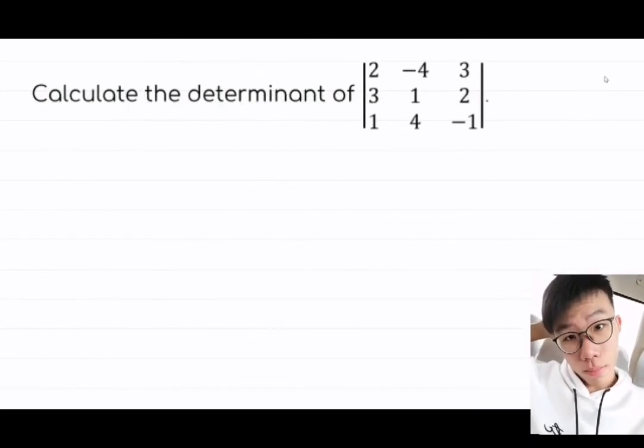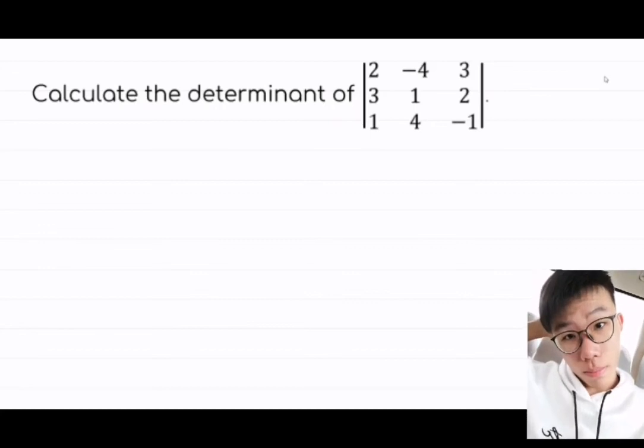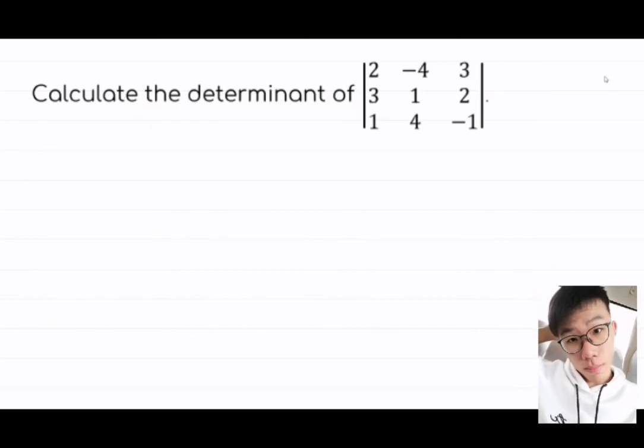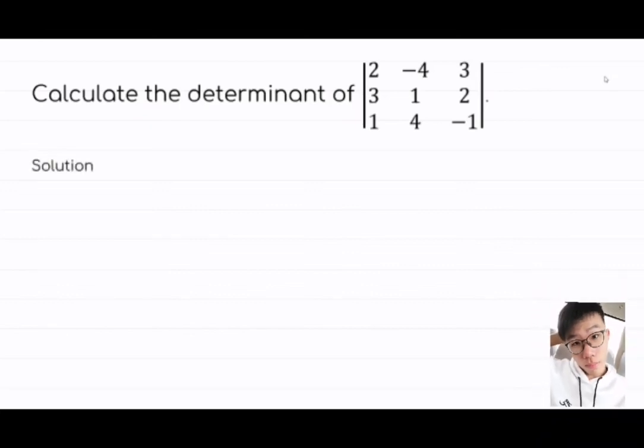Next, calculate the determinant of this matrix. In this matrix, there is no zero in it, so you are free to use any row or any column to solve the problem. I will use the first row to solve.